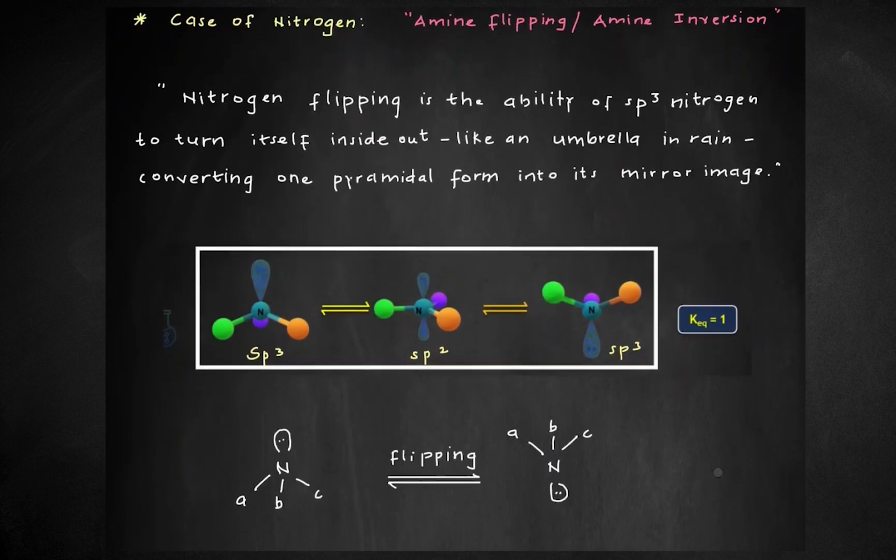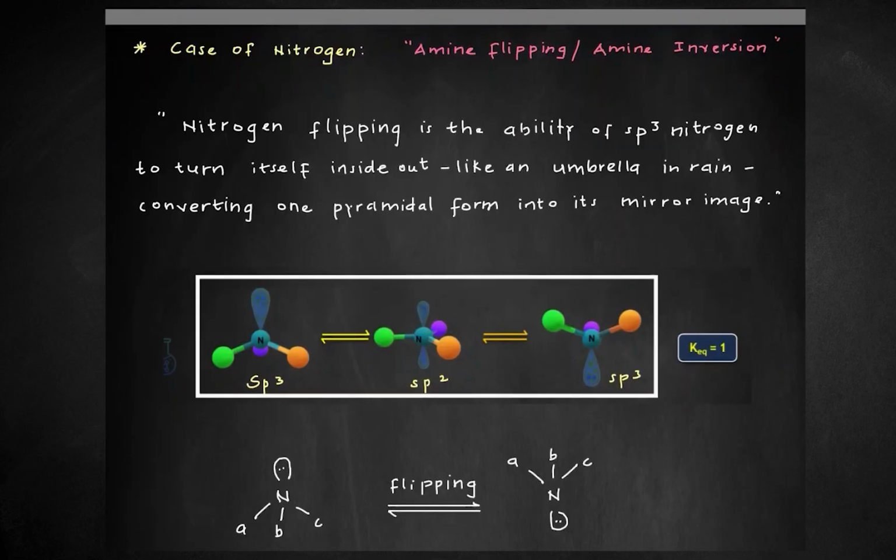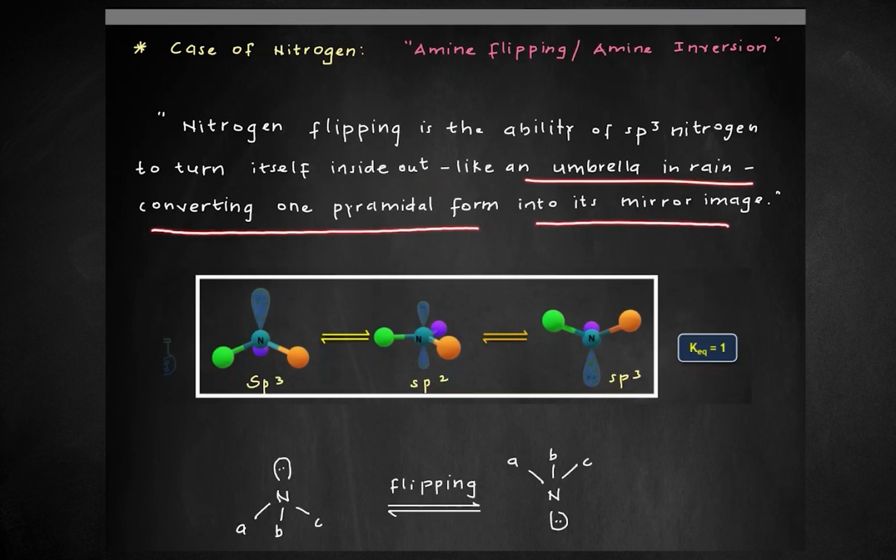Okay, so in this conversion, when these 3 atoms go up and the lone pair comes down, look at here, a transition state is formed whose hybridization is sp2, correct? And again an sp3 hybridized product is formed. So the sp2 transition state is very, very important. So nitrogen flipping is the ability of sp3 nitrogen to turn itself inside out like an umbrella in the rain, converting one pyramidal form into its mirror image.